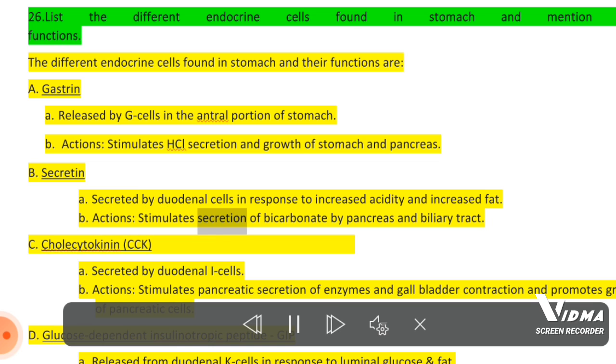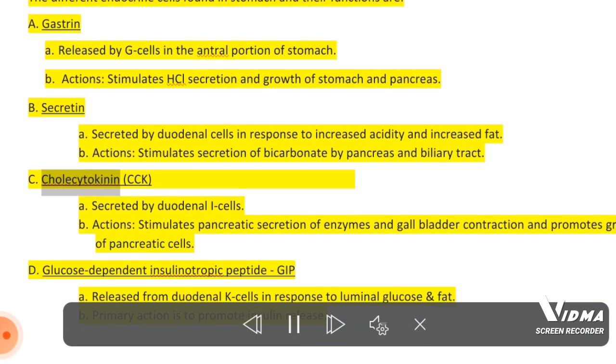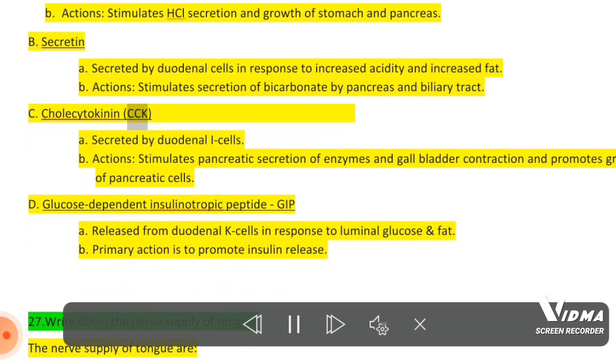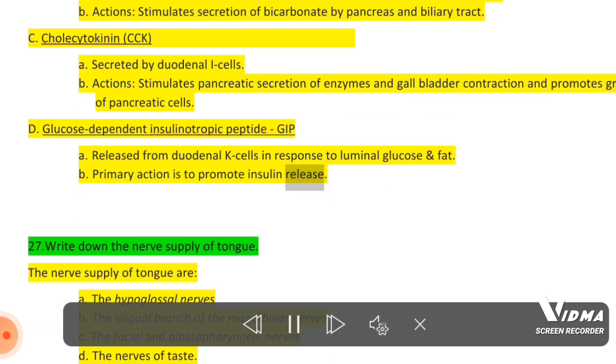Actions: stimulates secretion of bicarbonate by pancreas and biliary tract. C. Cholecystokinin, CCK. Secreted by duodenal I cells. Actions: stimulates pancreatic secretion of enzymes and gallbladder contraction and promotes growth of pancreatic cells. D. Glucose-dependent insulinotropic peptide, GIP. Released from duodenal K cells in response to luminal glucose and fat. Primary action is to promote insulin release.